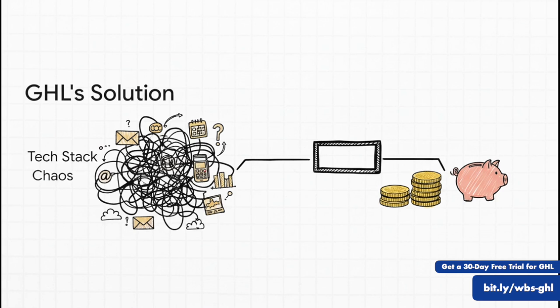Think about it. Before something like GHL, so many businesses are just stuck in what I like to call tech stack chaos. You're juggling all these separate, expensive tools for every little thing. The solution is just so simple. Replace those tools, slash your costs, and build a stable, predictable, recurring revenue stream.